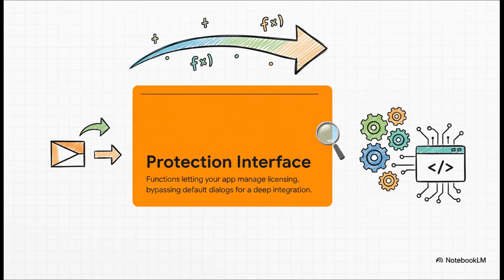So, what is the protection interface? Think of it as a set of functions that lets your own application programmatically manage all the licensing tasks. You're not just changing the look of the dialogues anymore, you're bypassing them entirely. This is for when you want a really, really deeply integrated experience.